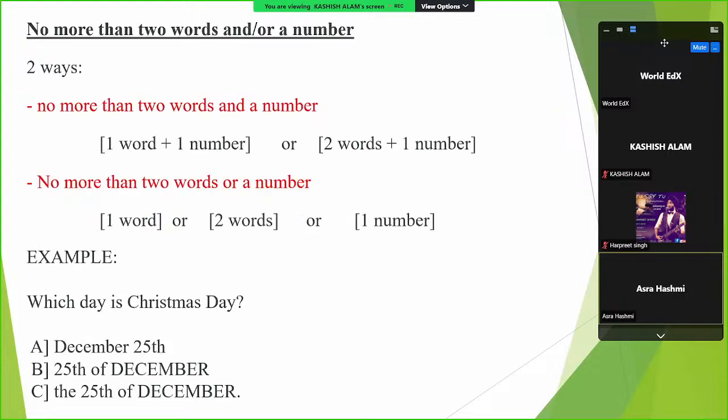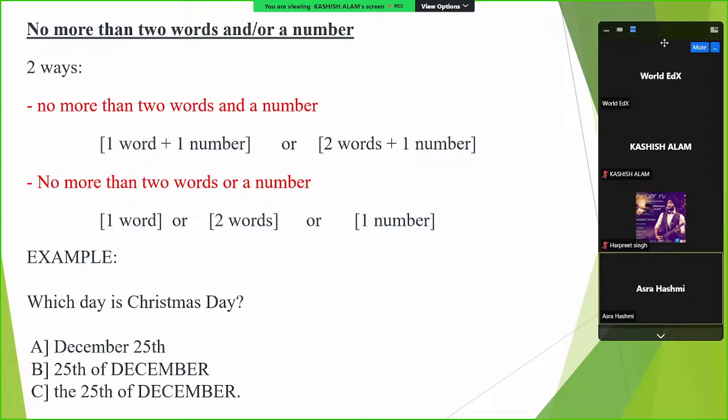The next is when they say no more than two words and or a number. That means you can write one word plus one number, or you can write two words plus one number. That does not mean that you can write two numbers. Numbers are going to stay one, but you can add one more word. So either one word or a number, or two words and a number. Numbers cannot be written in two if the instruction says not more than two words or a number.